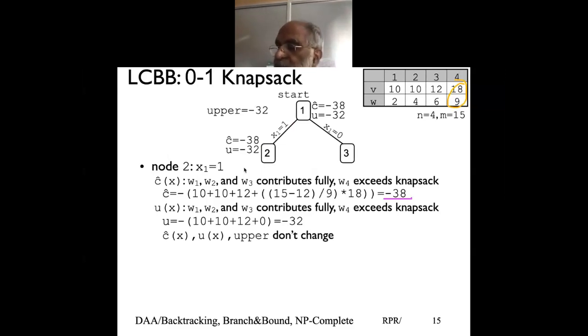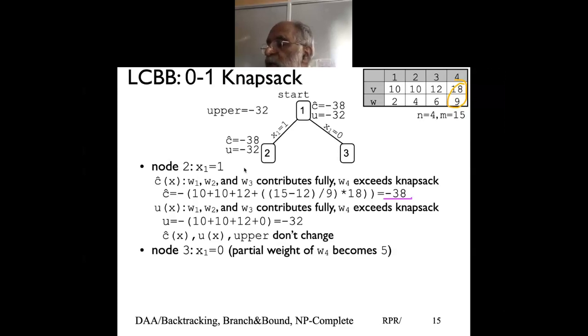Now we see my U is minus 32 and my upper is minus 32, so upper remains the same, nothing changes. Let's explore node 3. Node 3 means we don't include this node. When I don't include this node, how do I compute my C hat x? So the first weight is 4.